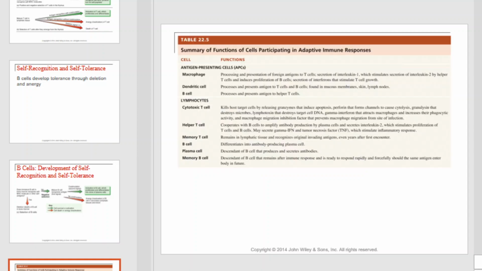And finally, this table summarizes the functions of cells participating in the adaptive immune response, the cell type listed at the left, and their function. This concludes our coverage of the lymphatic system and immunity.